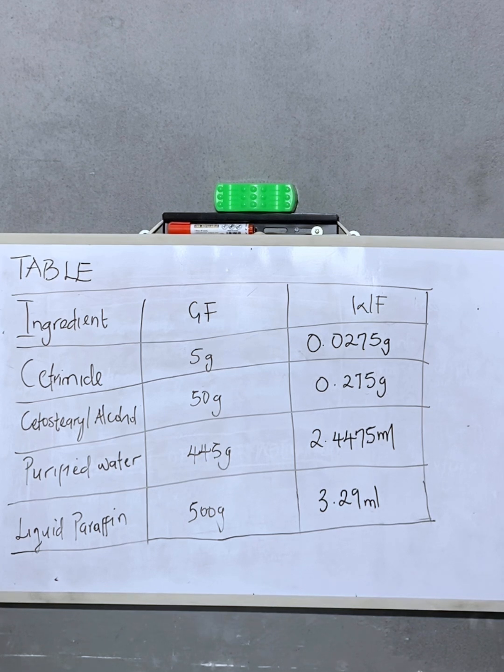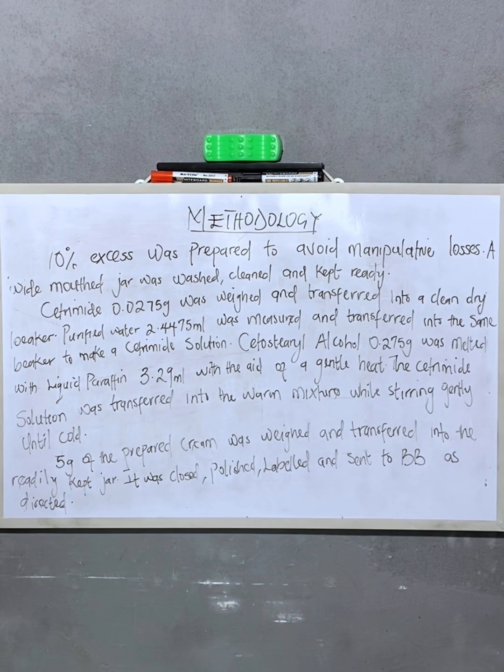You write down all the values you had calculated on the column under working formula. Next, you have your methodology, and your methodology is written in form of paragraphs. 10% excess was prepared to avoid manipulative losses. A wide-mouthed jar was washed, cleaned, and kept ready. Cetrimide 0.0275 gram was weighed and transferred into a clean, dry beaker.